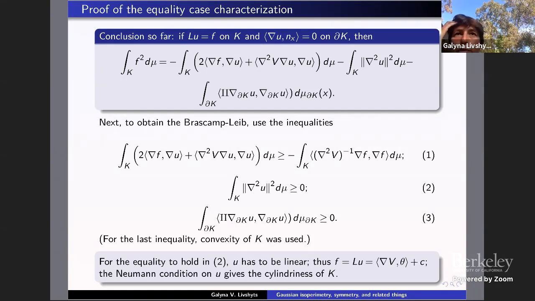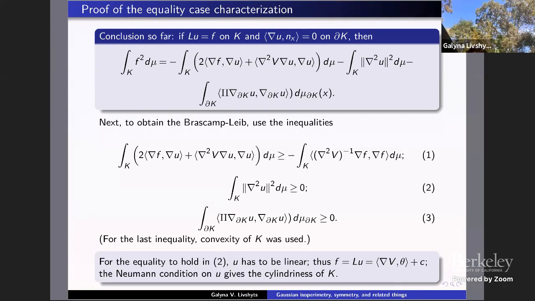Now if you want to characterize equality cases, luckily we don't need to worry. If we wanted it for non-smooth bodies, that would be different. We just need to make sure that all the inequalities become equalities. So in particular, if the Hessian is zero, then U must be linear. If U is linear, F is equal to LU, which gives us that F is of the form that we want. Because of the Neumann assumption on U, we have everything about the shape of K. Luckily, there is no contradiction in the first inequality and no contradiction in the third inequality in this case as well.